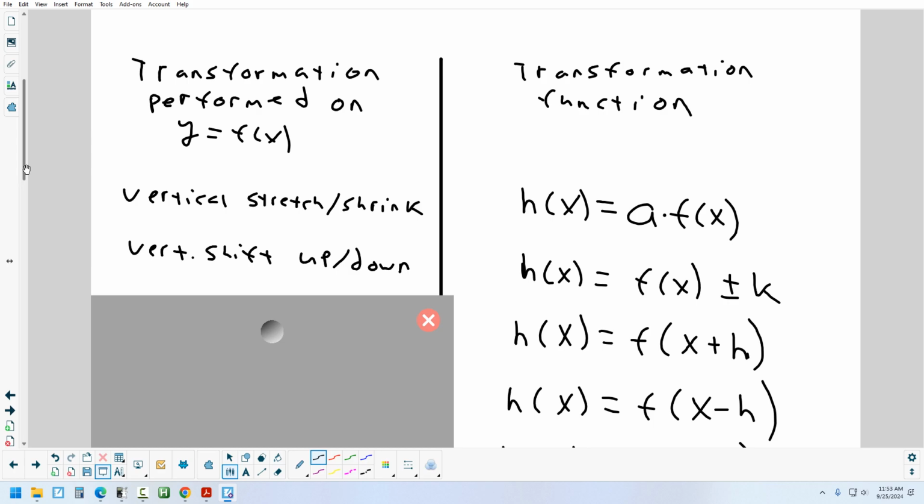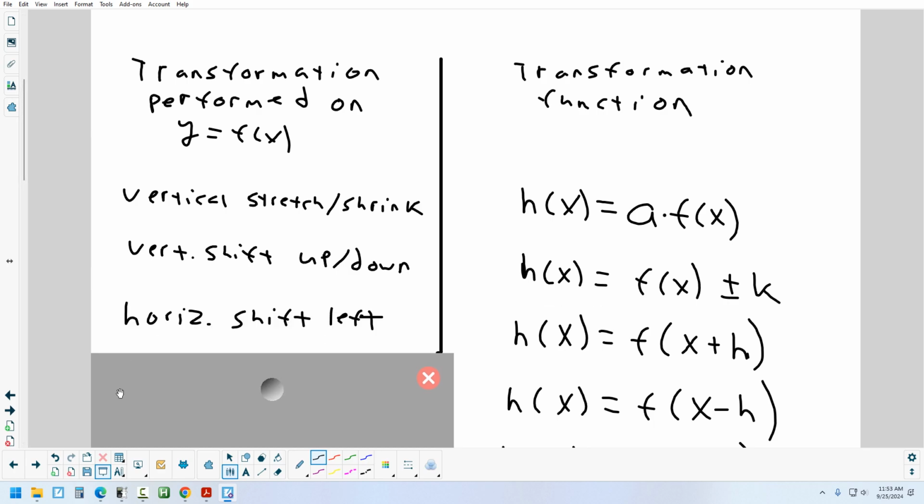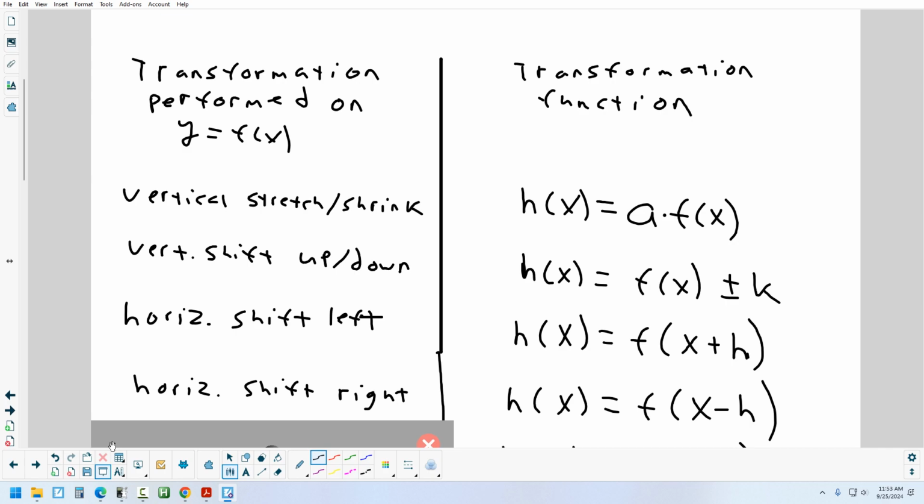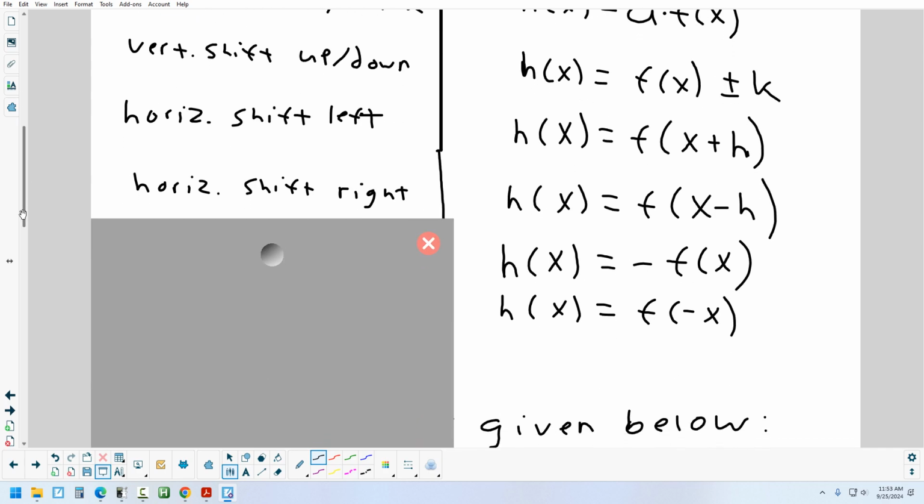Okay. How about adding, but this time inside the parentheses? What would that do to a function? If you add a number inside the parentheses. Yep, left. Would move it left. What if you subtract a number inside the parentheses? Yep, moves to the right. All right. Now, the negatives cause reflections. Does anybody remember when you put the negative in the front, what kind of reflection that is?